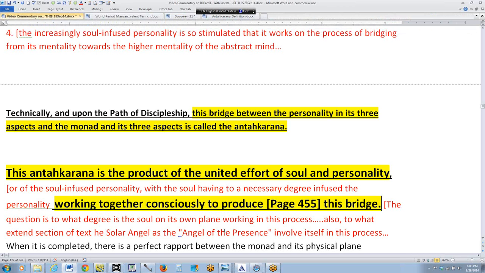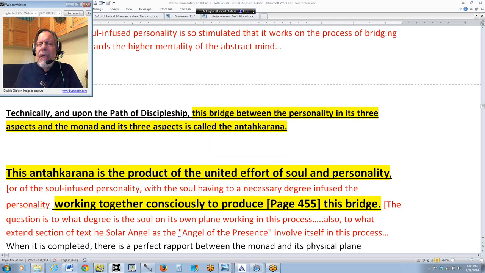This Antahkarana is the product of the united effort of soul and personality working together consciously to produce this bridge. To what extent do I realize I am the soul? To what do I realize I am that apparently something other, but within this normal field of perception? Or do I rise to the plane of light and love and focus on that higher mental plane as if it were my primary focus? And can I do that at will? Or can I do that ever? Does it ever happen? These are questions we have to ask ourselves when we are looking at the united effort of the soul and personality, because soul and personality can be engaged in the united effort when there is soul infusion, the presence of the sense of the soul and the presence of the personality simultaneously.